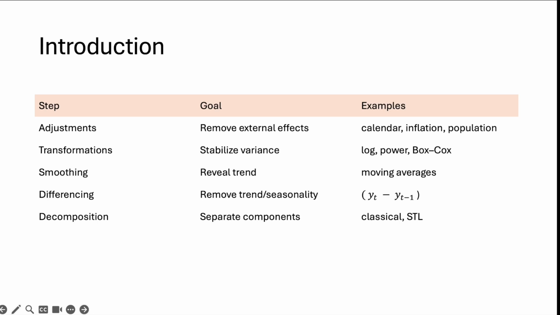After that, we'll be discussing quickly the mathematical transformations. The goal of this is to stabilize the variances, and the techniques that we use are logarithmic, power, square root, or more generally the Box-Cox method. Smoothing, we talked about smoothing. The goal is to reveal the trend. Examples are moving averages, and we did differencing, which is when we removed trend and seasonality.